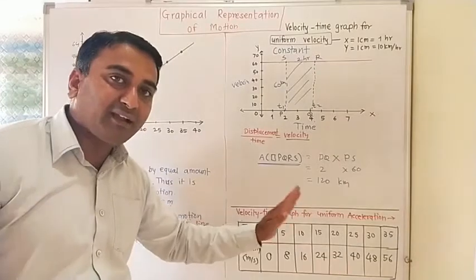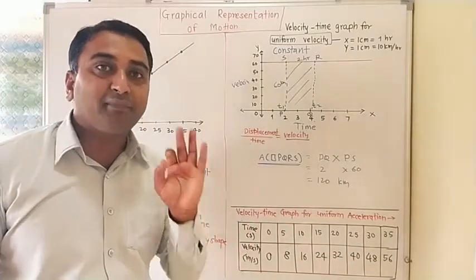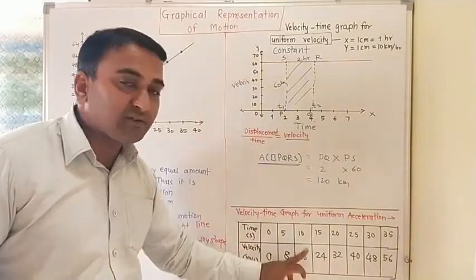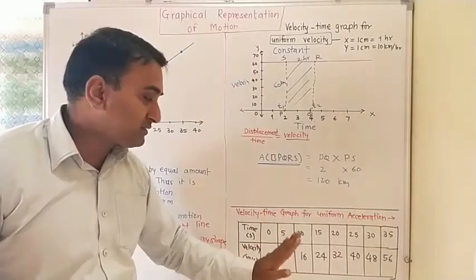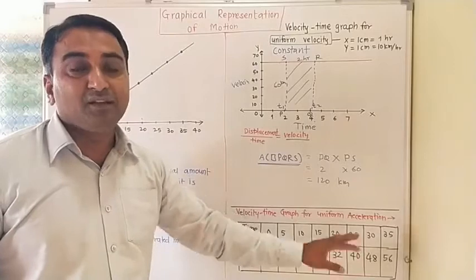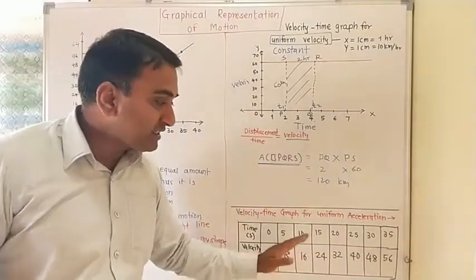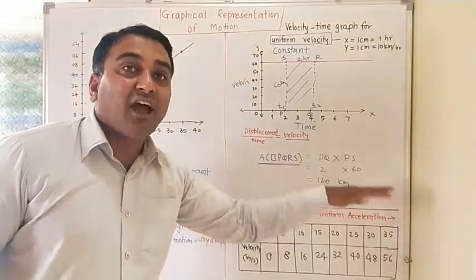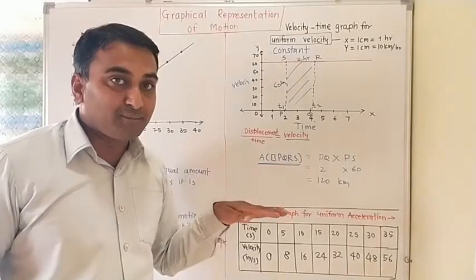Final velocity minus initial velocity divided by time. 16 minus 8 divided by time, that is 8 divided by 5. Every interval we are getting 8 divided by 5. So acceleration is equal, and so acceleration is not changing.